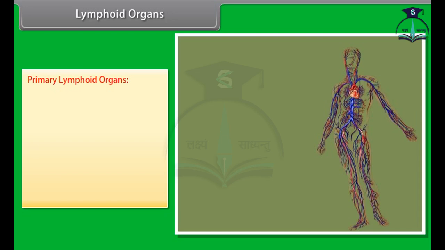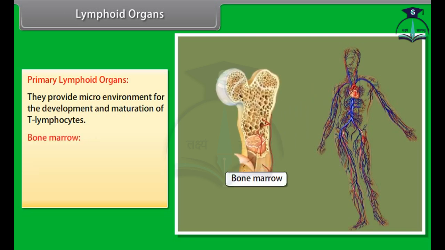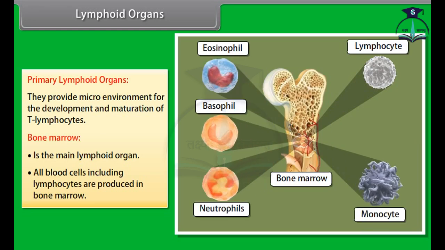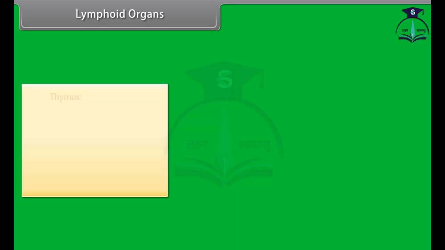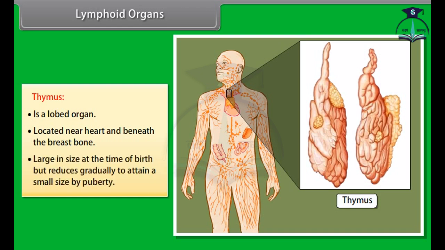Primary lymphoid organs. They provide microenvironment for the development and maturation of T lymphocytes. Bone marrow is the main lymphoid organ. All blood cells including lymphocytes are produced in bone marrow. Thymus is a lobed organ located near the heart and beneath the breastbone. Large in size at the time of birth but reduces gradually to attain a small size by puberty.